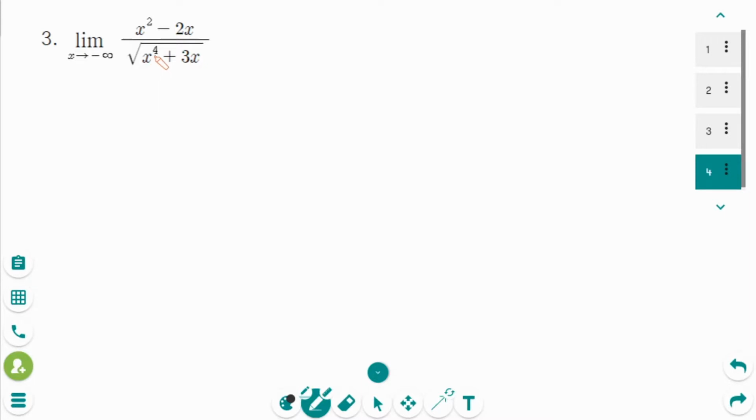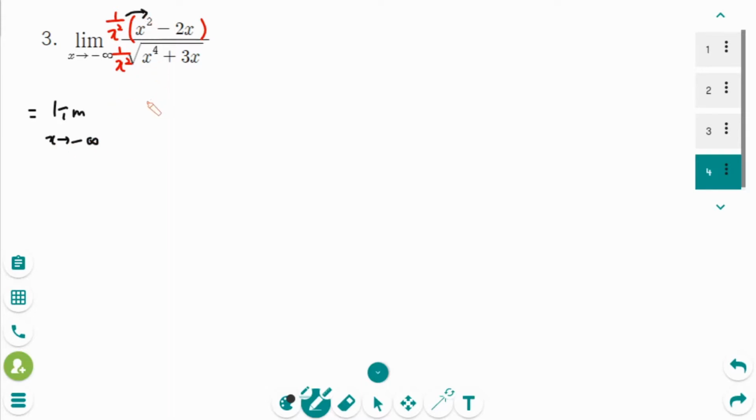This is the next question. It shows an infinity over infinity form as x approaches minus infinity. So what is the highest power of x in the denominator? It is x squared. Let's divide. We multiply each side by 1 over x squared here. And then expand.